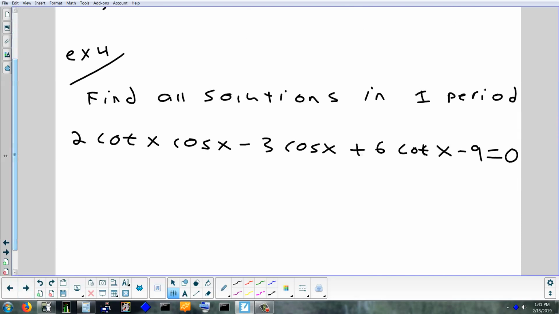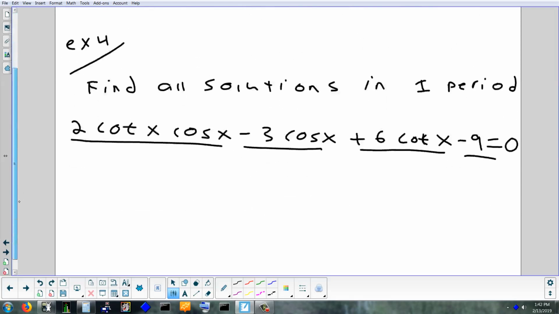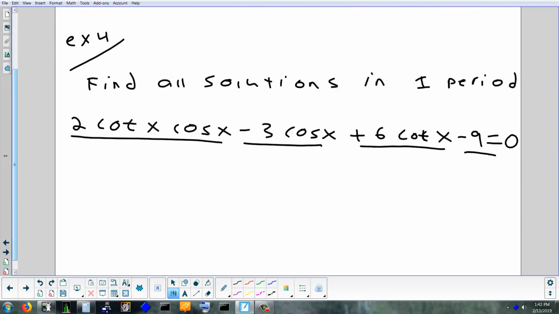Alright, so we got 2 left, and out of the 2, this one's a little trickier, but it does factor. There's no quadratic formula. Anytime you see 4 terms, remember, terms are separated by plus and minus signs: 1, 2, 3, 4. That's usually where you're going to try factor by grouping. Factor by grouping is where you take out what you can from the first 2, and take out what you can from the last 2. The first 2 things I underline, what do they both have in common? Yep, cosine x.